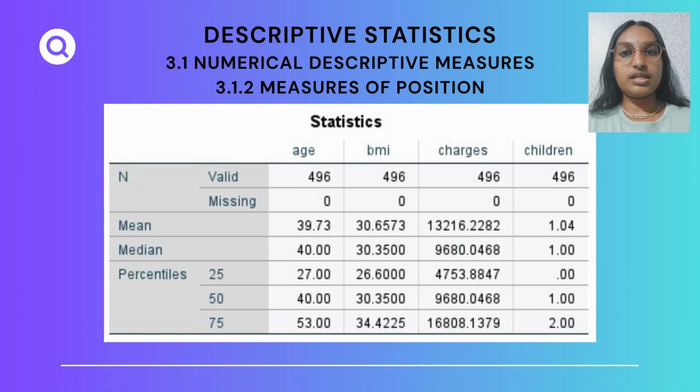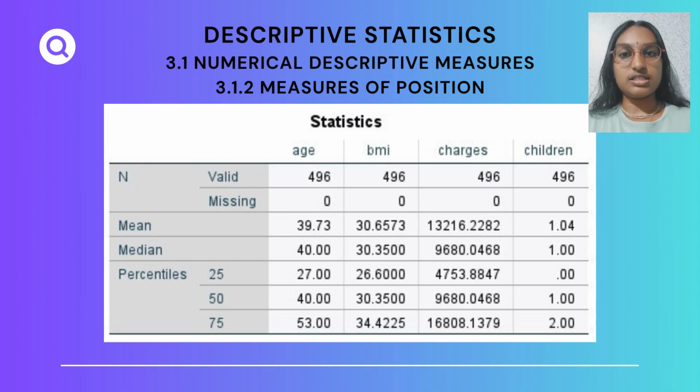For BMI, the median is 30.35 and the mode is 26.60. Q1 is 26.60 and Q3 is 34.42, indicating that 50% of BMI values fall within this range. For the number of children, the median is 1 and the mode is 0. Q1 is 0 and Q3 is 2, showing that most respondents have a relatively low number of children.